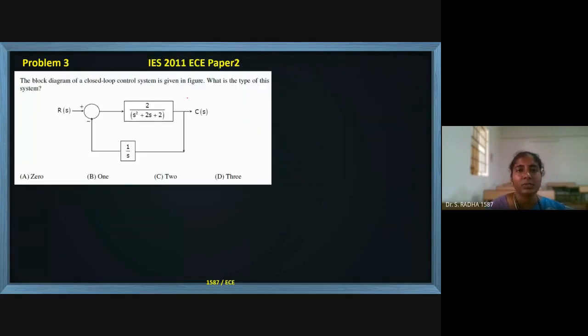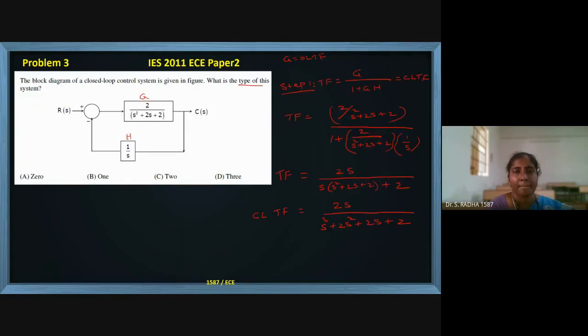This is the 2011 EC paper, IES. What we are supposed to find is the type number of the system. We know how to find the type number and order of the system. This is about the closed loop transfer function we are finding.